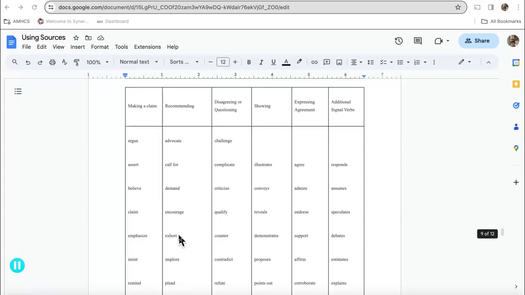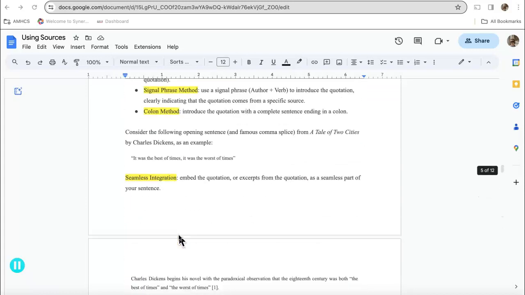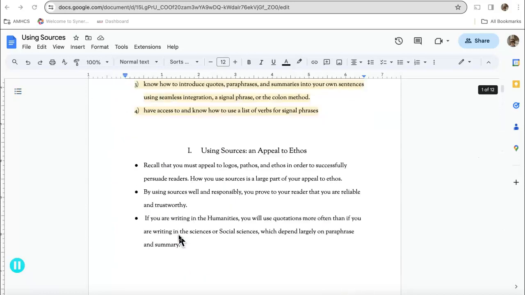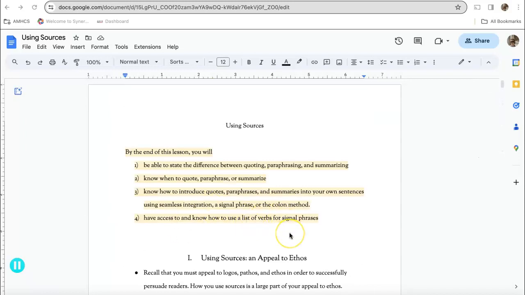All right. Let me just remind you now what this lesson is intended to teach you. You should now be able to clearly state the difference between quoting, paraphrasing, and summarizing, and know when to do each. You should have a better idea of how to introduce quotes, paraphrases, and summaries into your own sentences. You know now that there are 3 options available to you: seamless integration, signal phrase, and the colon method. And now you have access to and know how to use the list of those verbs for the signal phrase method.